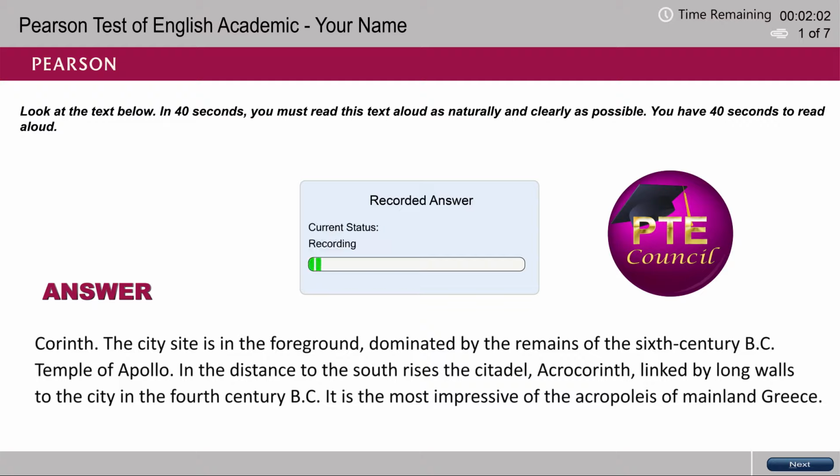Corinth. The city site is in the foreground, dominated by the remains of the 6th century BC Temple of Apollo. In the distance to the south rises the citadel, Acrocorinth, linked by long walls to the city in the 4th century BC. It is the most impressive of the acropolises of mainland Greece.